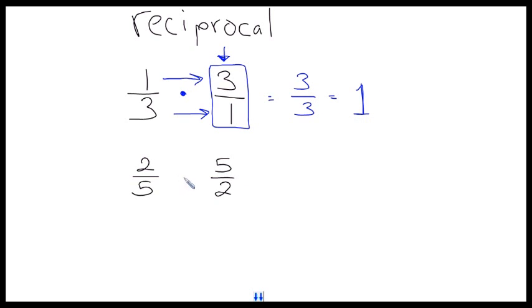Now let's look at the other reciprocal example. We said that the reciprocal of 2/5 was going to be 5/2. Let's prove it and see if we can multiply and get a whole number. 2 times 5 gives me 10, and 5 times 2 also gives me 10. So 10/10 equals 1 whole. Therefore, this is the reciprocal of 2/5, and that was the reciprocal of 1/3.